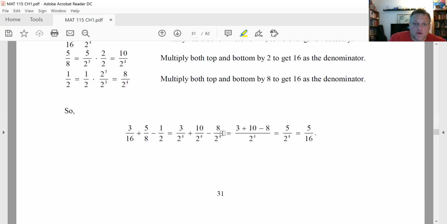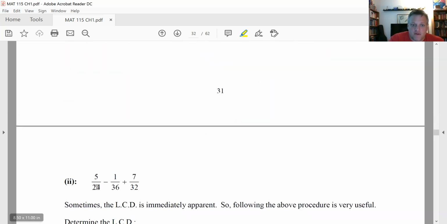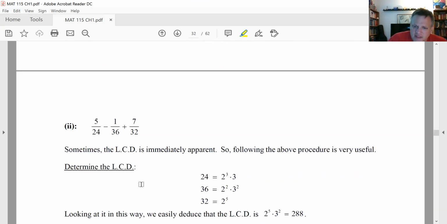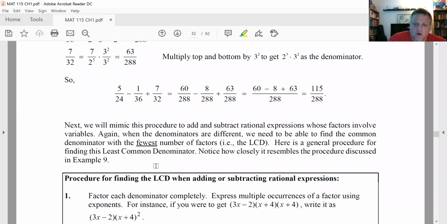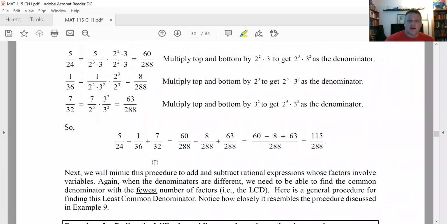The next one I'm not going to work through with you, but it shows the more misery that goes into finding an LCD in general. If you have terms that look like that, it's not immediately apparent what the LCD is. I'll let you work through that, but the premise is always the same: you always want to find the smallest number into which all of the denominators divide evenly. All right, so how do you deal with rational expressions with different denominators?